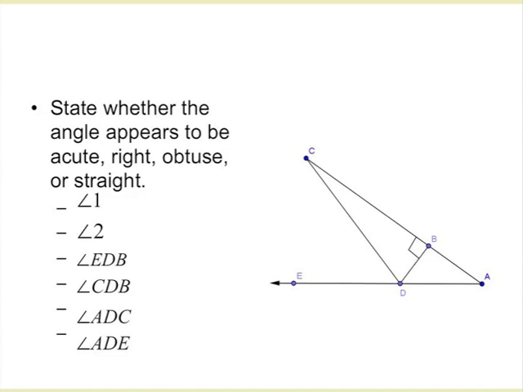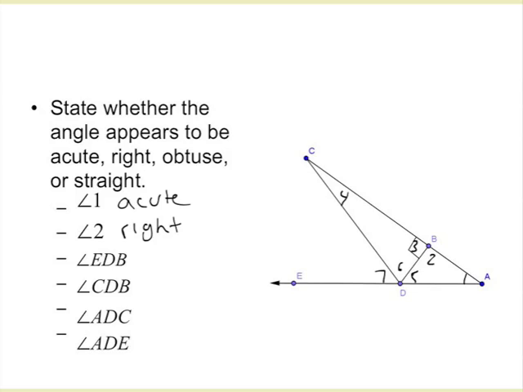In these questions it says, state whether the angle appears to be acute, right, obtuse, or straight. So we're kind of going to trust our eyes on some of these and say whether it looks like it is acute, right, straight, or obtuse. So what does 1 look like it is? Acute. It looks like a small angle. Small angles are acute. Angle 2. Obtuse. Right. Do we know it's right, or does it just look like it's right? It looks like it's right.